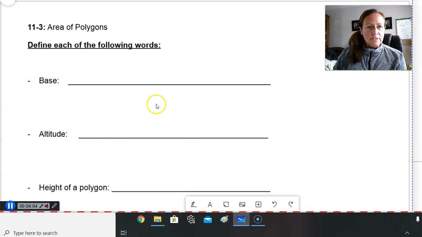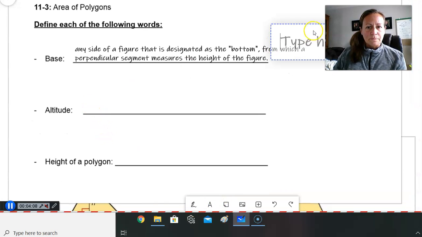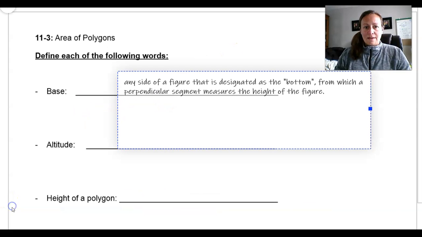The altitude is, I'm going to type this one too. Let me move this. Maybe I'll just try pause it. Okay, bear with me as I'm trying a new technology setup here today.